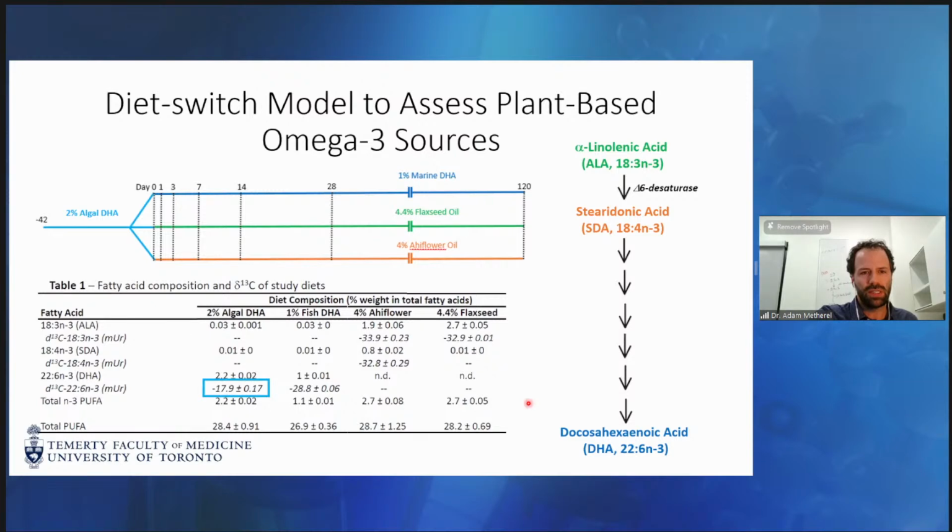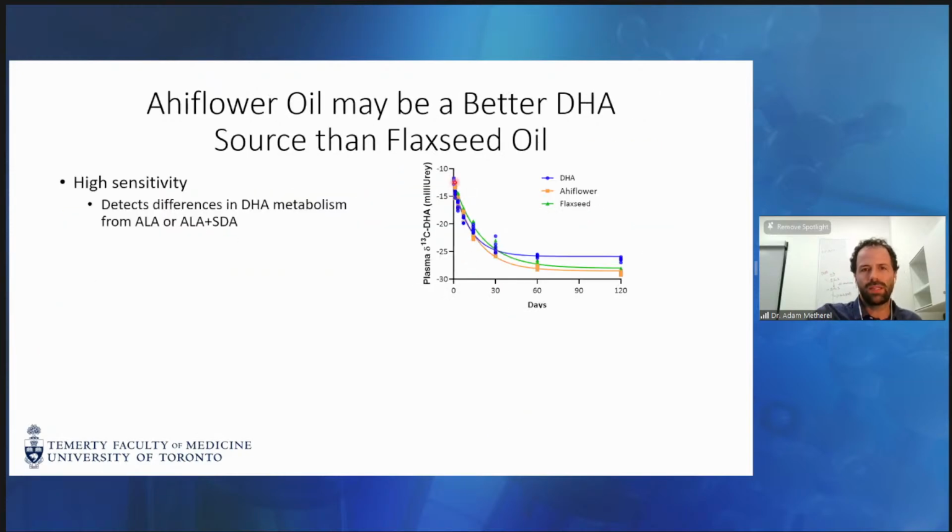We have our C13 signatures for the algal DHA being very enriched, fish DHA less enriched, and both ALA and SDA in the ahiflower, and ALA in the flaxseed, as less enriched. So we get these decay curves, and just visually, the orange ahiflower group looks to be on a steeper, more rapid rate of change than the flaxseed oil group, giving us the potential to detect these differences in DHA metabolism.